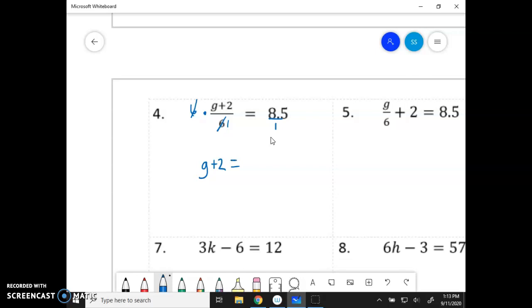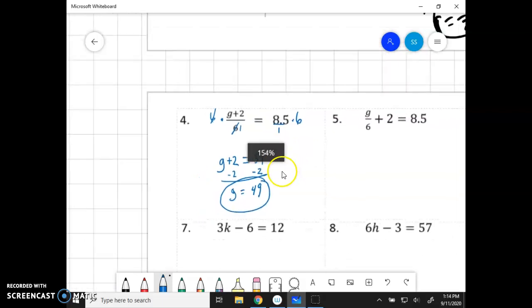And then if we multiply by 6 on this side, we have to multiply by 6 on the other side. And when we do that, 8.5 times 6 is 51. All right, so we did the inverse operation of division, which is multiplication. Now we need to do the inverse operation of addition, which is subtraction. We do it to one side, we have to do it to the other side. So we get g is equal to 49. All right, hopefully that makes sense.